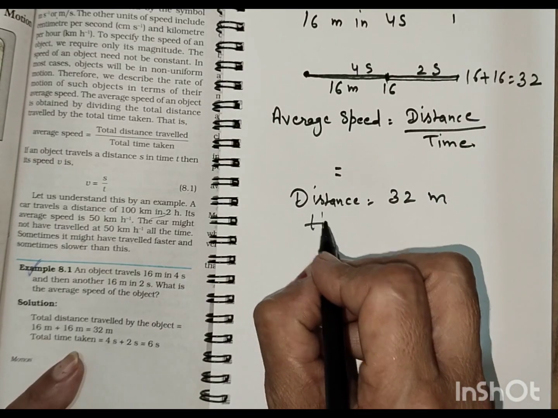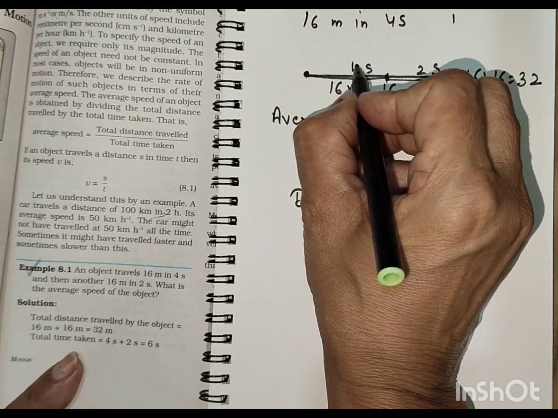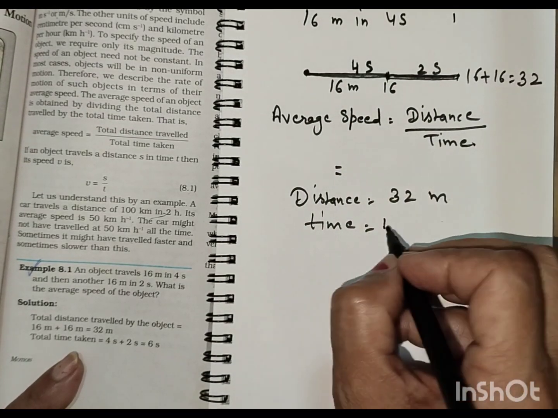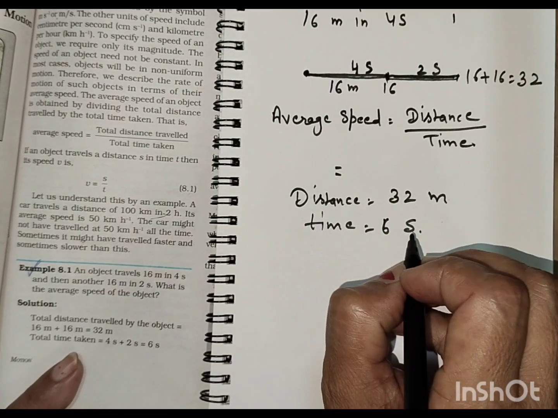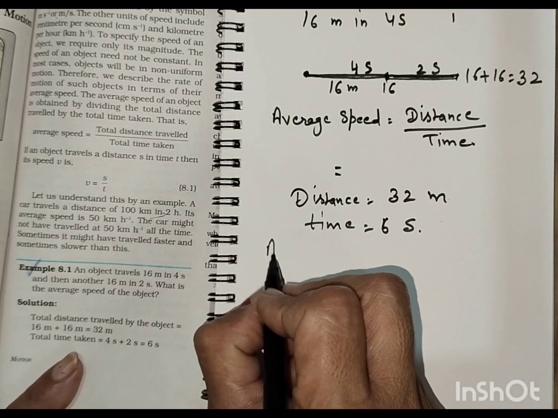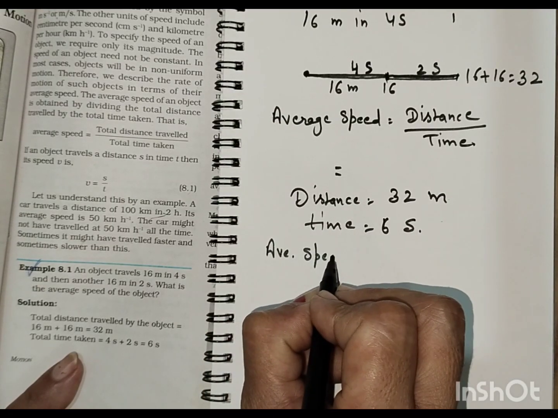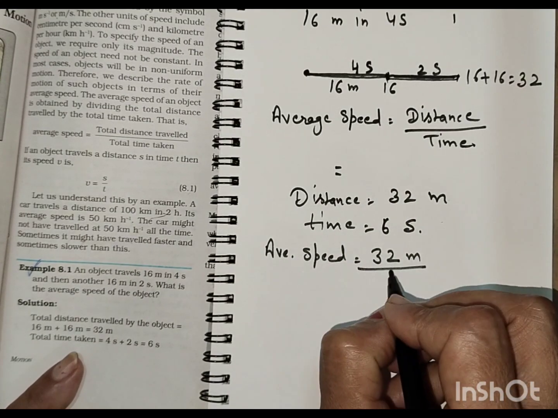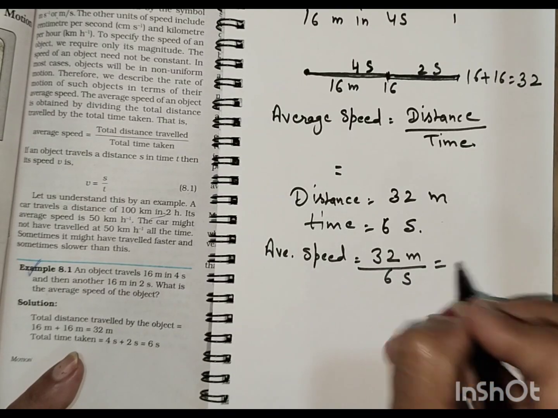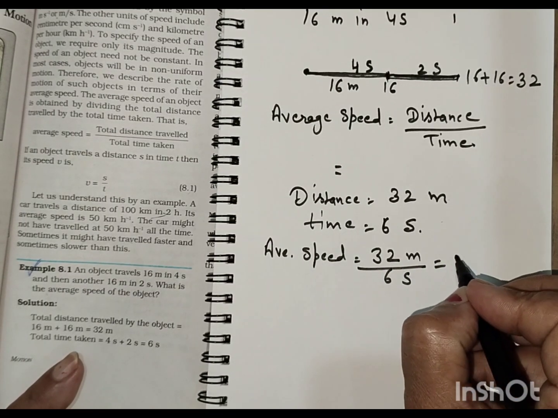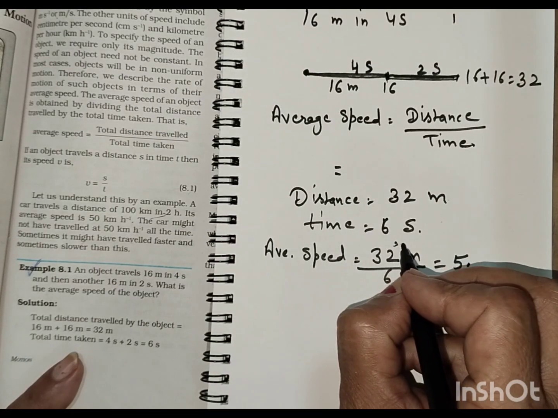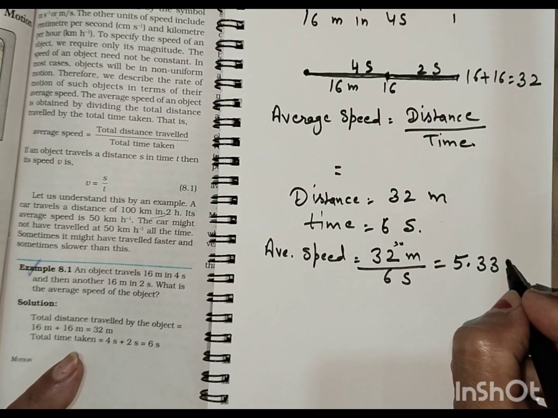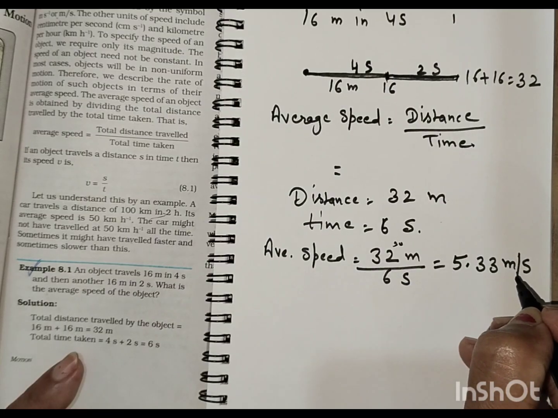Now time. Time is first 4 seconds and second 2 seconds, and then 4 plus 2 is 6 seconds. Total time is 6 seconds. Now the average speed. Average speed is equal to distance by time. Distance is 32 meter and time is 6 seconds. When you divide it, 6 5s are 30 and remaining 2, and so on. And the unit is meter per second.